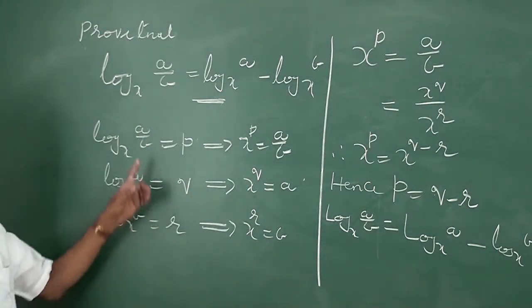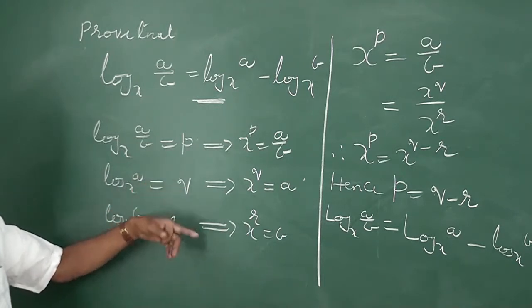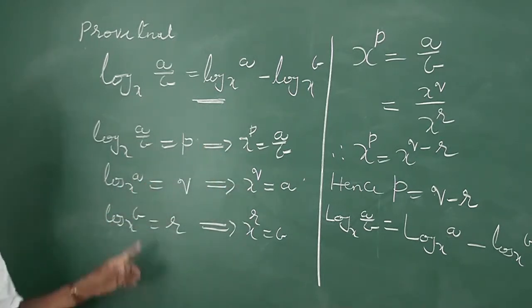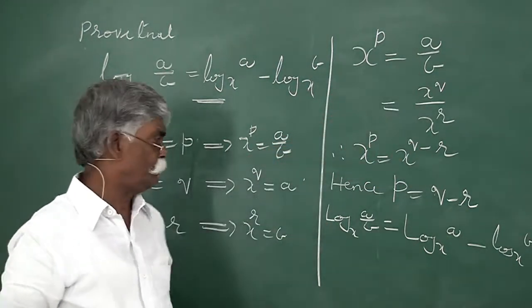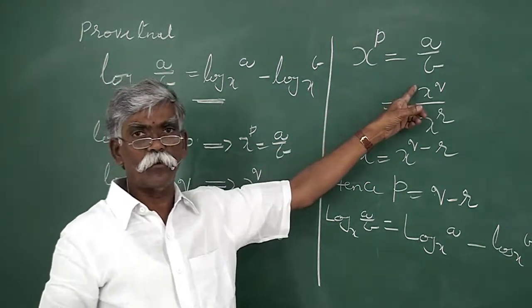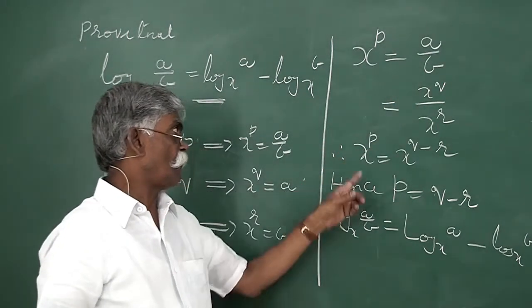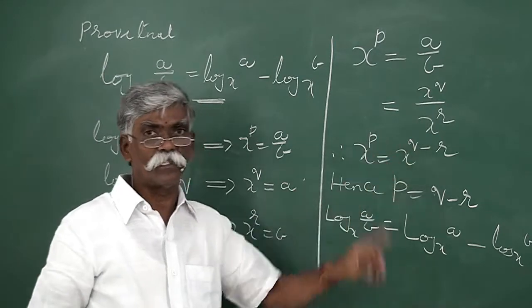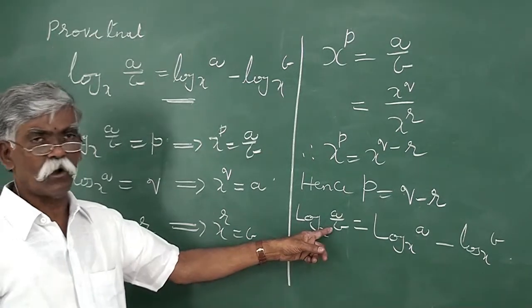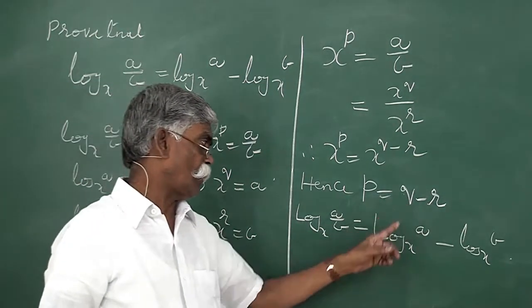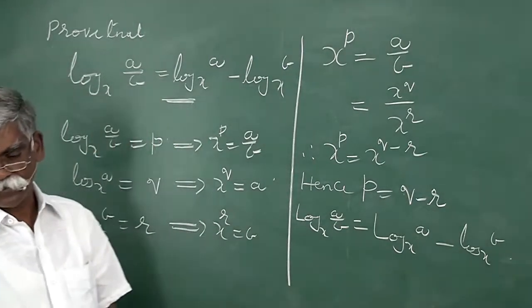Therefore, logarithm of A by B to the base x is taken as P, and hence x power P is equal to A by B. Log A to the base x is equal to Q, and hence x power Q is equal to A. Log B base x is R, x power R is equal to B. Now x power P is equal to A by B. The value of A is x power Q by x power R. Therefore, x power P is equal to x power Q minus R, and hence P is equal to Q minus R. P means log A by B to the base x is equal to log A base x minus log B base x.